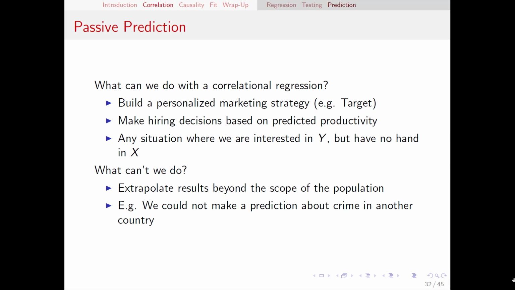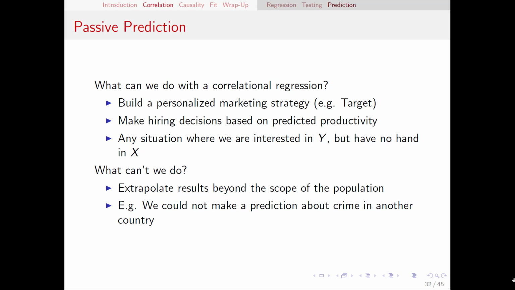We've already talked about the main limitation of passive prediction, that we cannot make any kind of causal claim. We also need to say that we can't extrapolate the results from a correlational regression beyond the scope of the population. So for example, if we have a regression predicting the amount of crime in communities in the United States, we can't use that to talk about predictions of crime in any other country. Likewise, if we have a sample of only men, we can't really make a claim about what women would do, and so on.